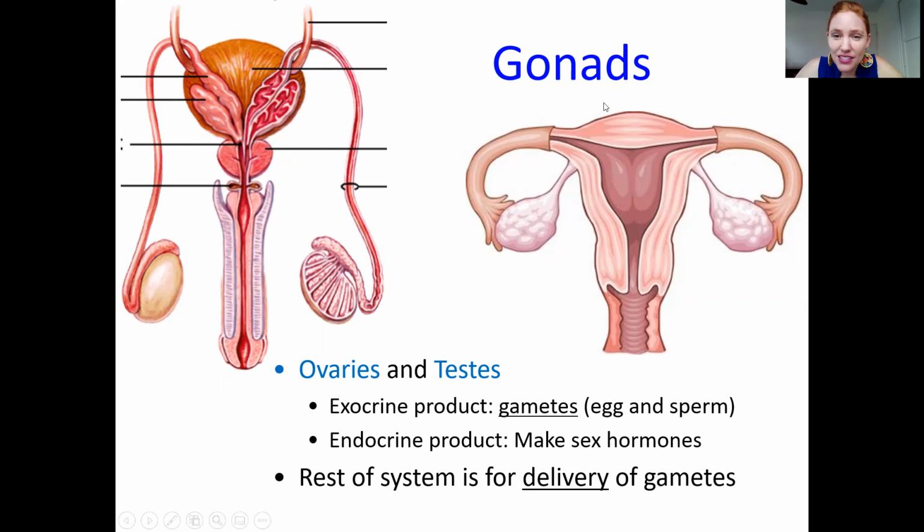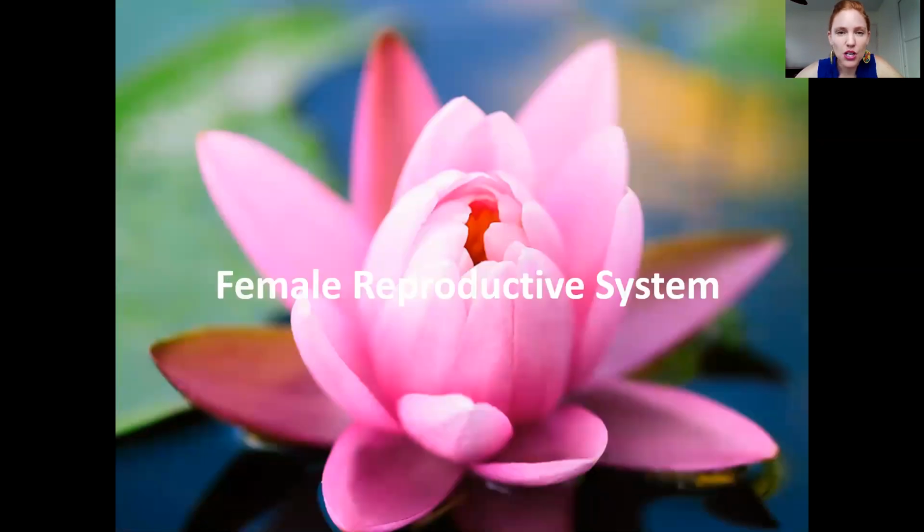Okay, and then the rest of the whole structure is just for delivering those gametes or housing the fetus. So really the core of the matter would be those gonads there. Okay, so starting with the female reproductive system first, then we'll do the male second.